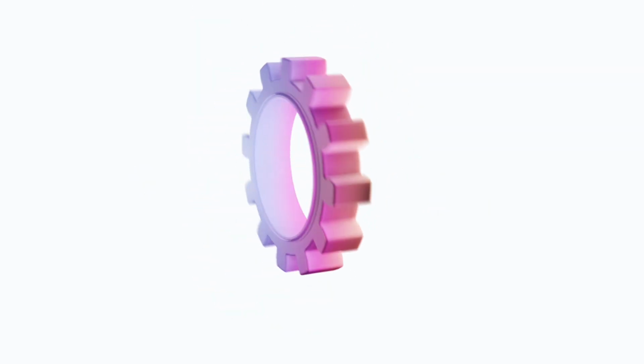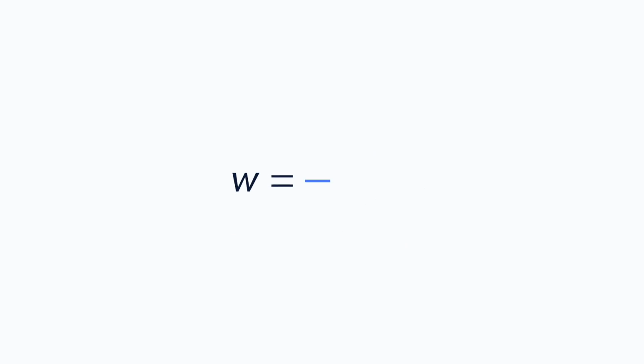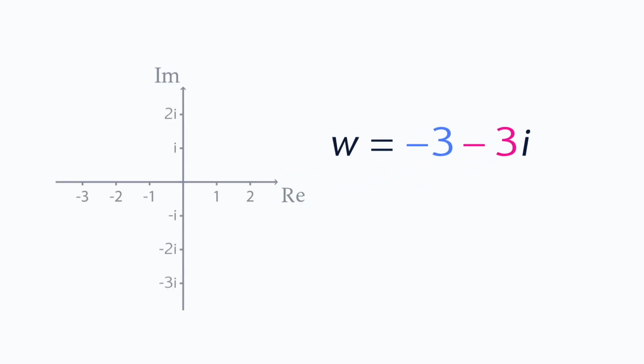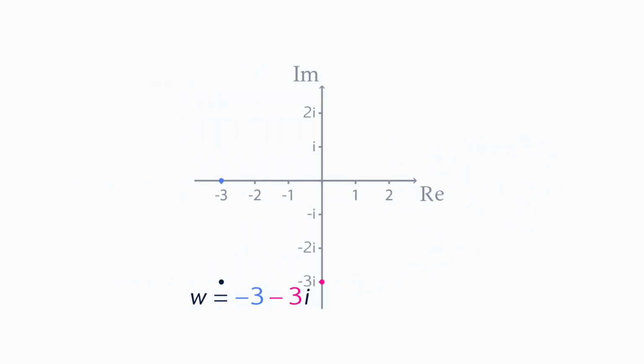Now let's look at a very similar example. Find the argument of w equals minus 3 minus 3i. Again, start by plotting w in the complex plane. The real part of w is minus 3, and the imaginary part of w is also minus 3. So you draw a vector from the origin to the point minus 3, minus 3. Notice that this is in the third quadrant, so the answer should be an angle in the third quadrant.